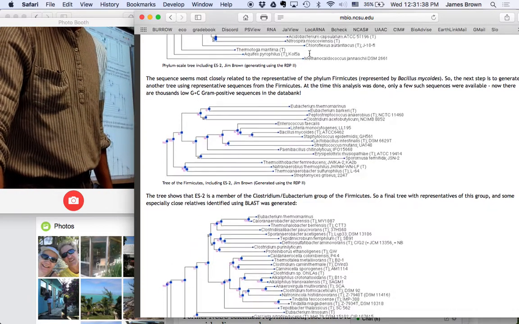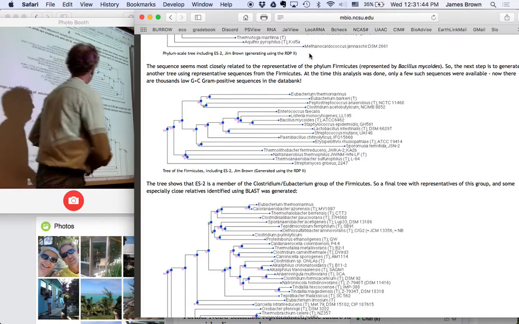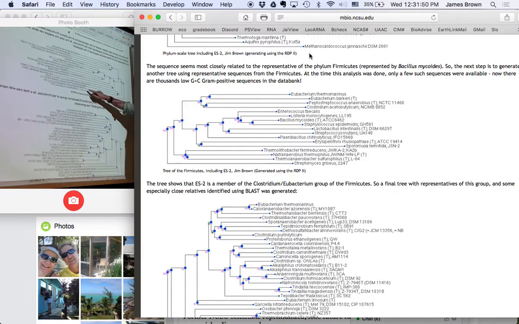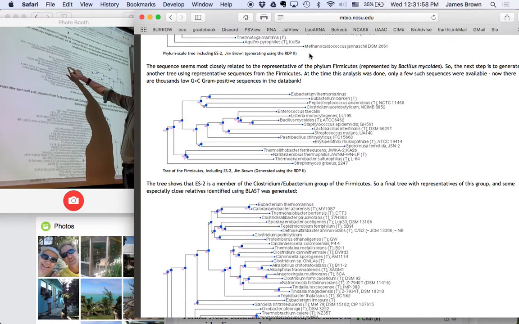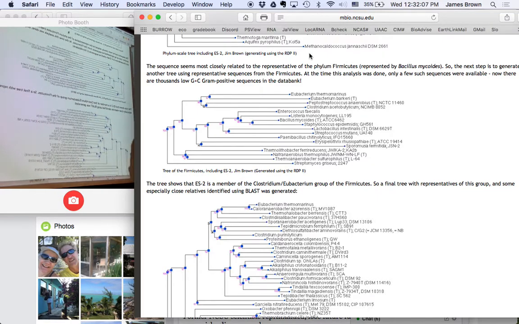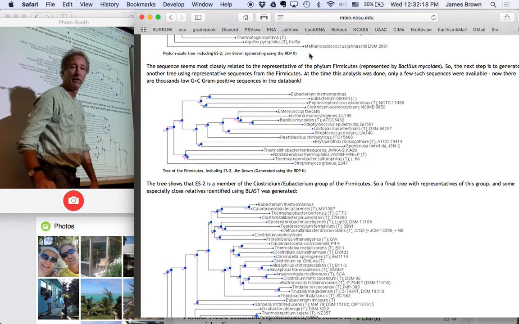And so here's a second tree with a collection of firmicutes included. Streptomyces griseus, which is an actinobacterium, is included as the outgroup. And then these are major kinds of firmicutes. So here's Paenibacillus, here's some lactic acid bacteria, staph, listeria, Peptostreptococcus, and ES2 turns out to be specifically related to Eubacterium barkeri. This is an anaerobic, non-endospore forming thing. And so a bunch of relatives in this part of the tree were collected.